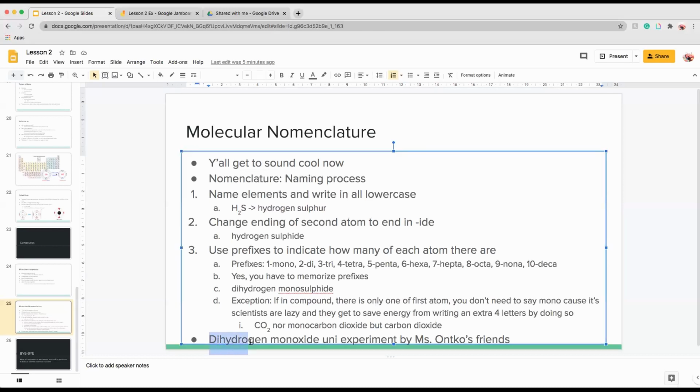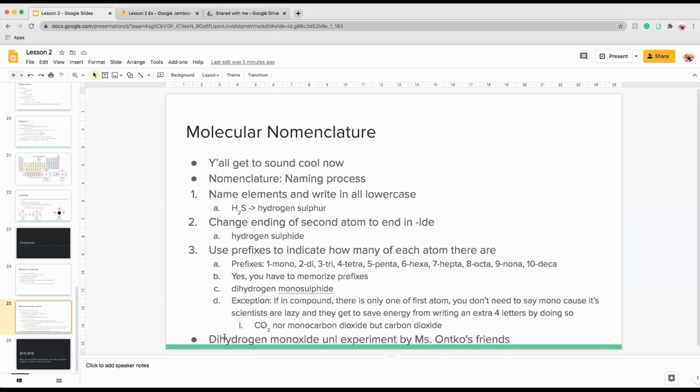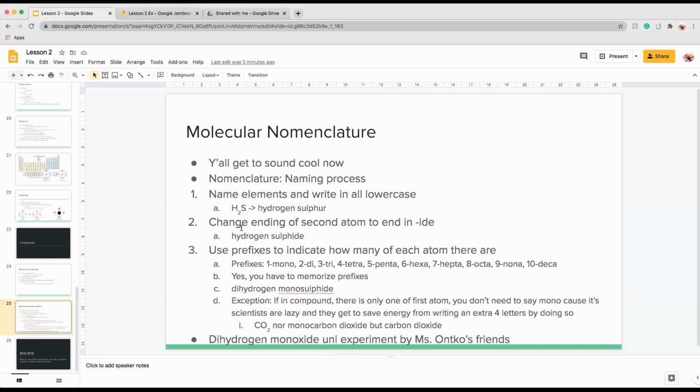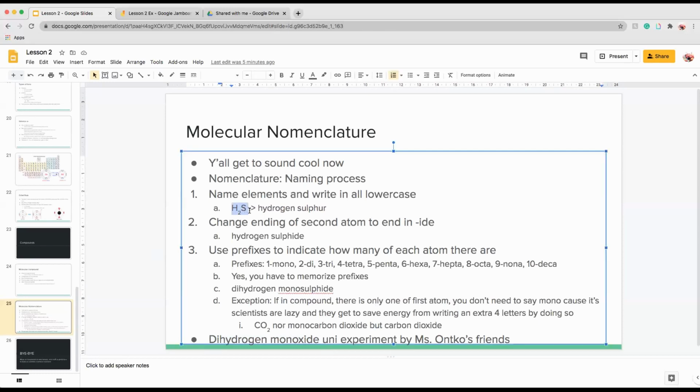Do any of you know how hydrogen monoxide can be written? What's it called? Its chemical formula. I need to explain this. A chemical formula is the formula of a molecule where you show it with its symbols. This is the nomenclature of a molecule, and this is called its IUPAC name.